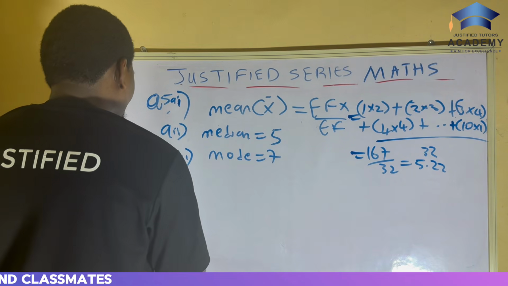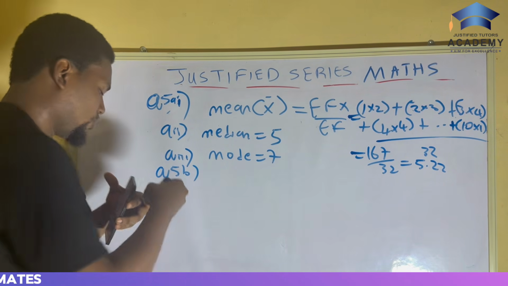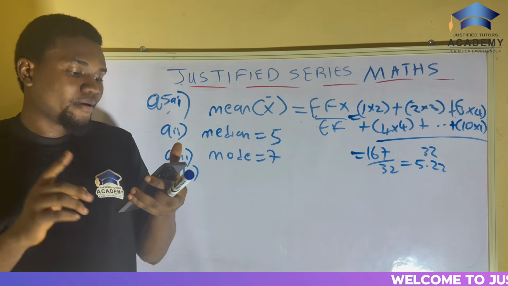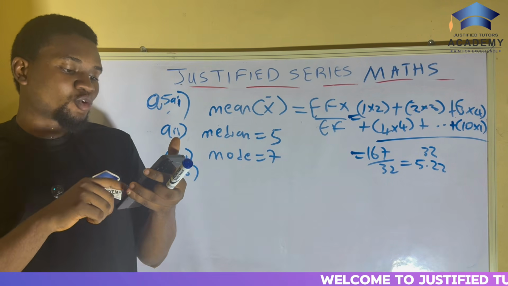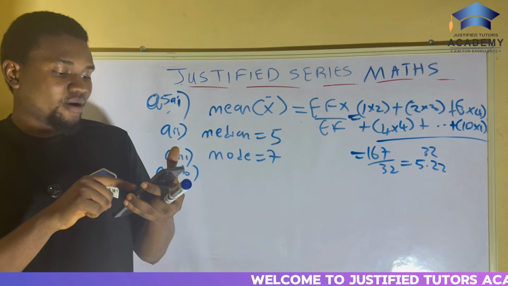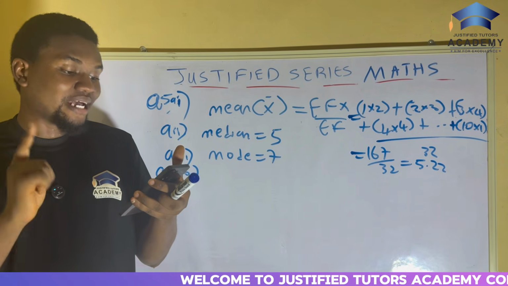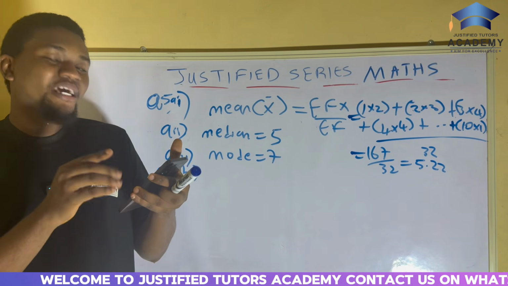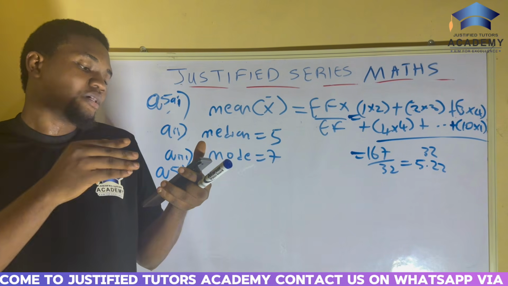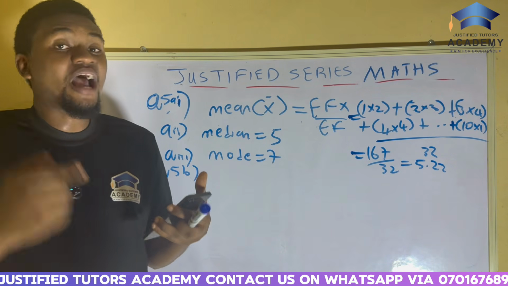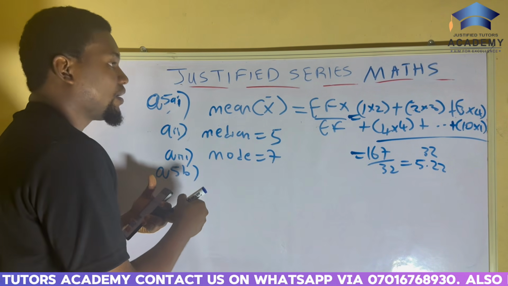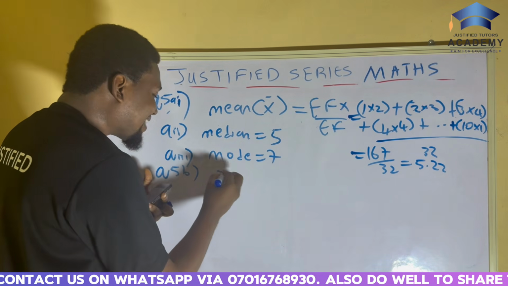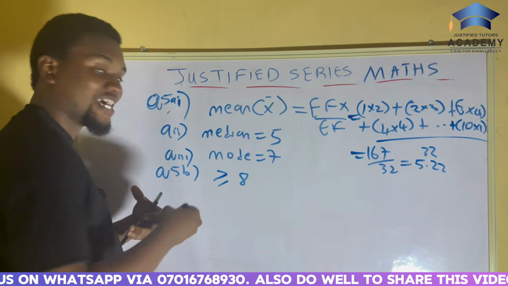Now, question 5b. What does it say? It says, find the percentage of those students who scored at least 8 marks. Now, the students who scored at least 8 marks are the people that went from 8, 9, 10. At least 8 marks means greater than or equal to 8. That's the meaning.